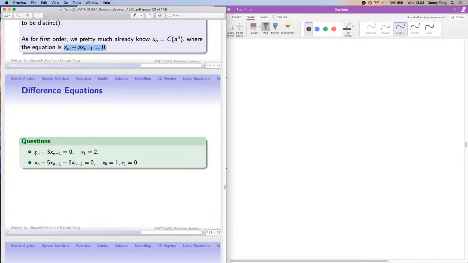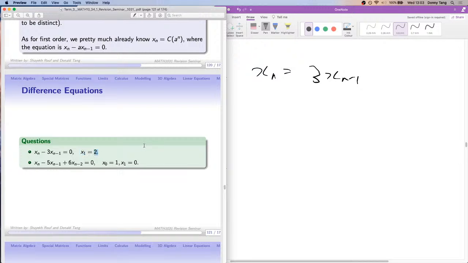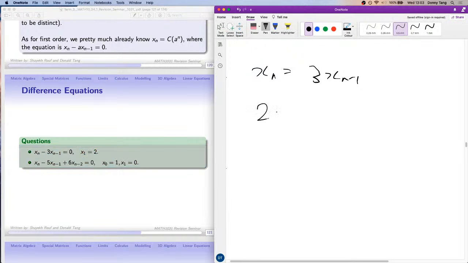The first one is clearly a first order difference equation, and it's homogeneous as well. So we're going to see x(n) equals 3 x(n-1). It's saying that every term in this series is multiplied by 3. The starting term is 2, so it's pretty obvious that the next term is going to be 2 times 3, which is 6, and then 18, and then 18 times 3.